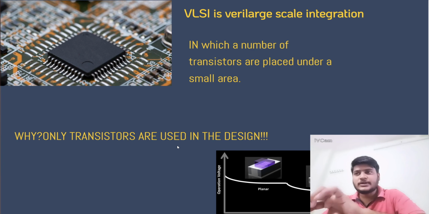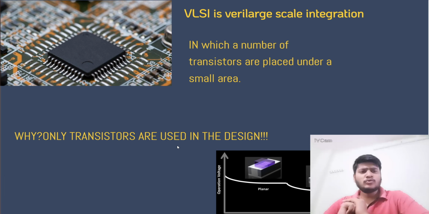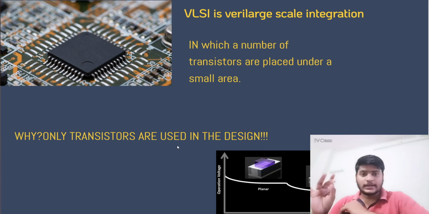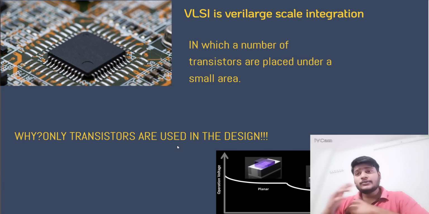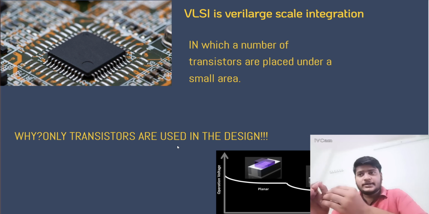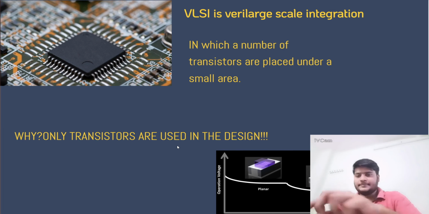Why are only transistors used in the design? Yes, mostly transistors are used in these designs because the size of the transistor is very small according to Moore's law, and by using transistors we can create a resistor, a capacitor, a diode. That means a transistor can act as a switch, diode, resistor, etc. So in order to use a resistor, we use a transistor because it is small in size and it has to be compatible in a small area.